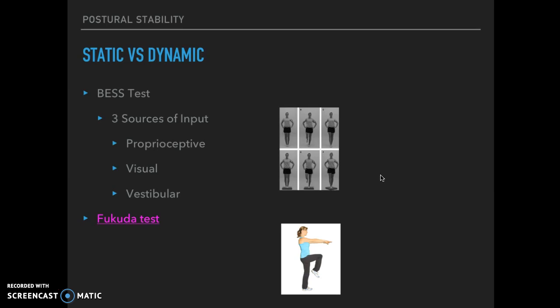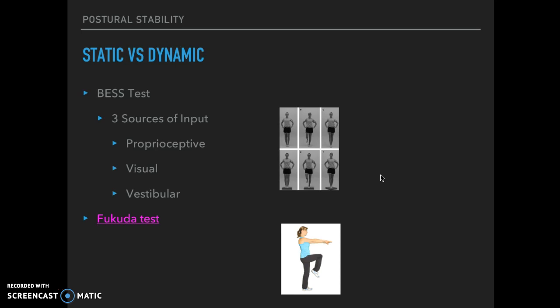The BEST test involves standing still under 6 different conditions with your eyes closed. The conditions are double leg stance, single leg stance, and tandem stance on a flat surface, and then repeating those stances on the foam pad. We're going to do this one in class. But keep in mind that as we're doing this, the brain really has 3 sources of input to help maintain postural stability.